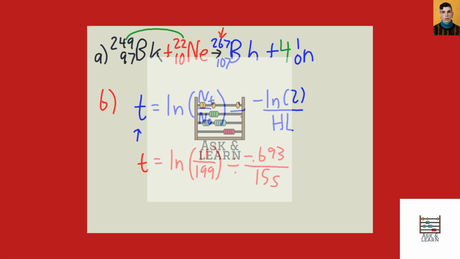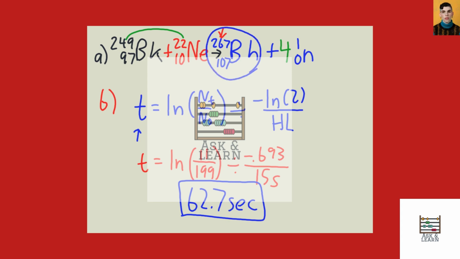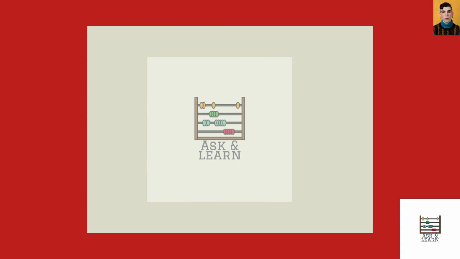Once this is done, we will find that the time will end up being 62.7 seconds. And this leaves us with the final question, which is, what is the expected electron configuration of this element that was synthesized? To do this, it'd be best to look at a periodic table. If you look and find bohrium on the periodic table, you'll notice that it's element number 107, and it is in fact in the 7th period.